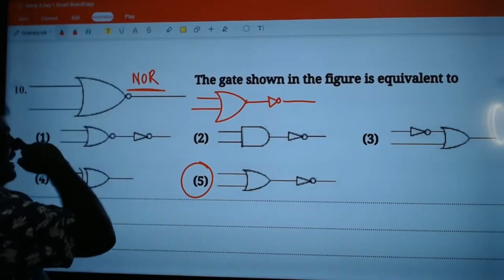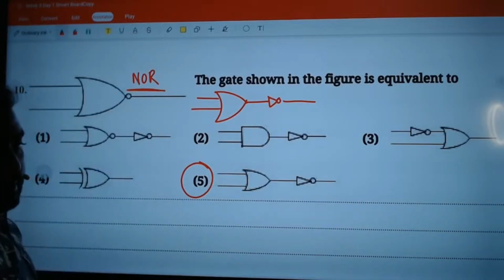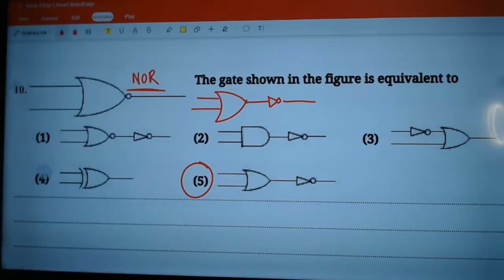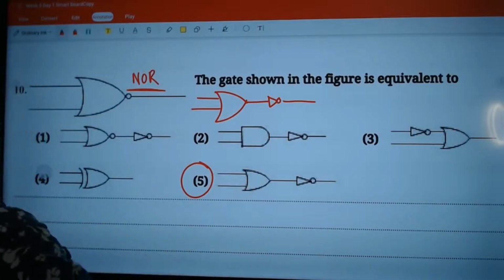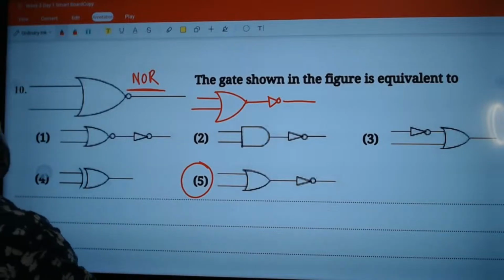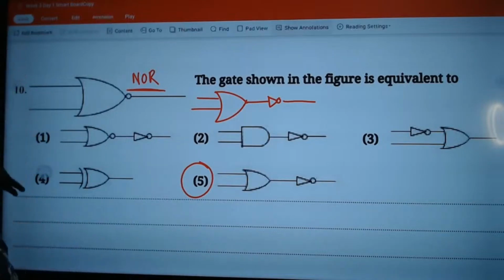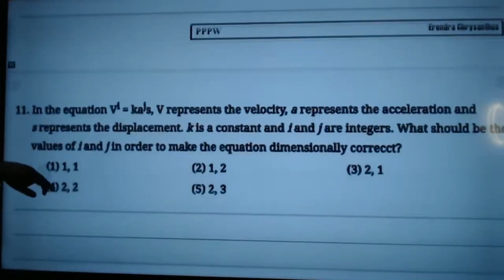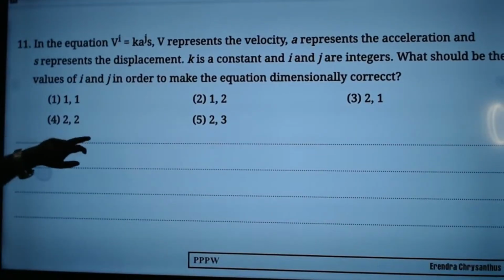The NOR gate can be represented with an OR gate and a NOT gate. Very basic logic gates, huh? Right.